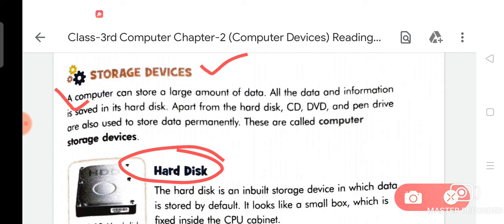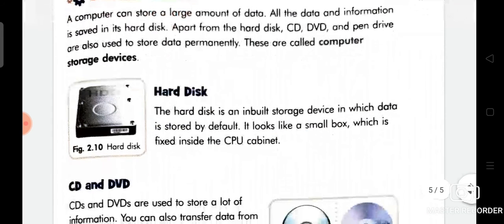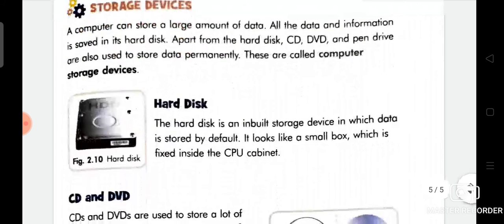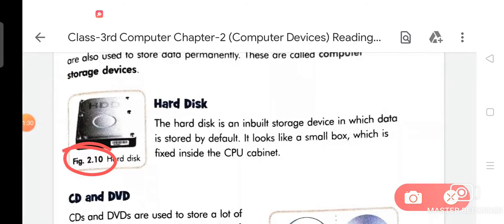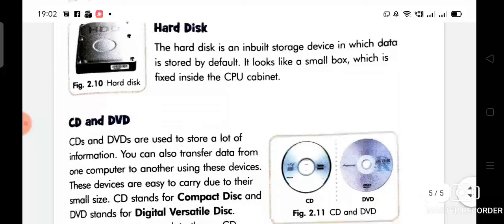Now we are going to read about hard disk. The hard disk is an inbuilt storage device in which data is stored by default. It looks like a small box which is fixed inside the CPU cabinet, as you know very well. So, dear students, as you can see on your page, figure number 2.10, this is the picture of hard disk.